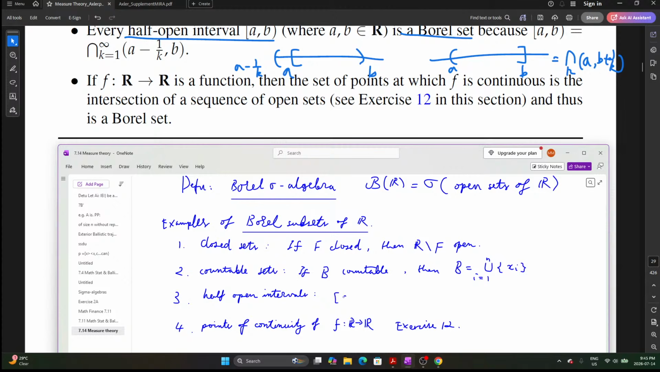Half open interval, a to b, I write it as an infinite intersection. The other direction, let's say a to b, left open, right closed: a, b plus 1 over k, for k greater or equal to 1.